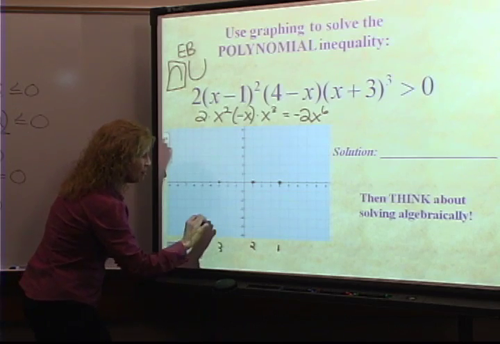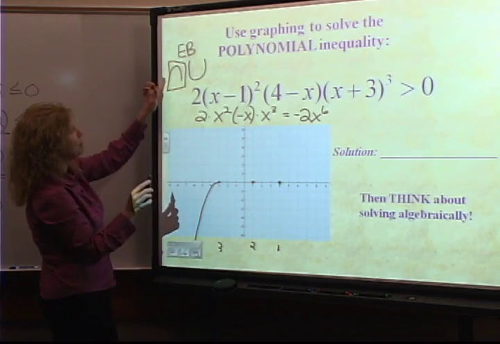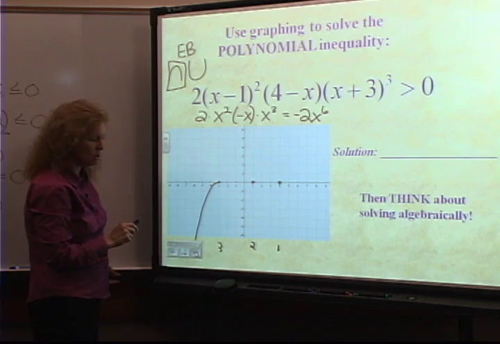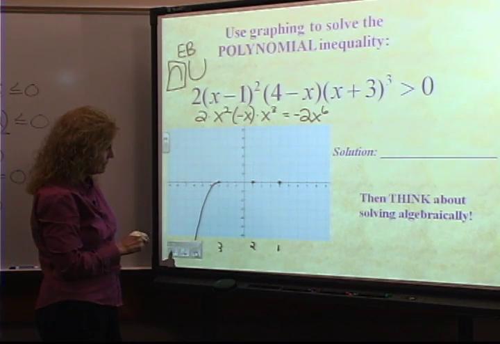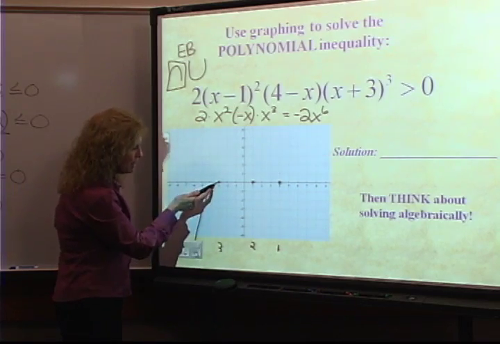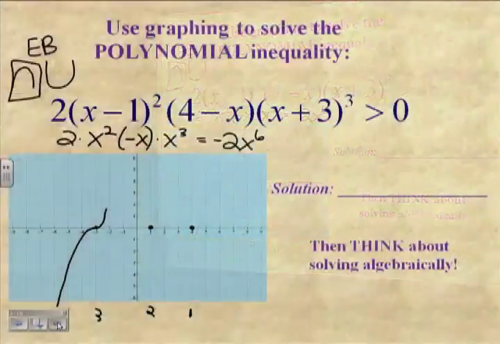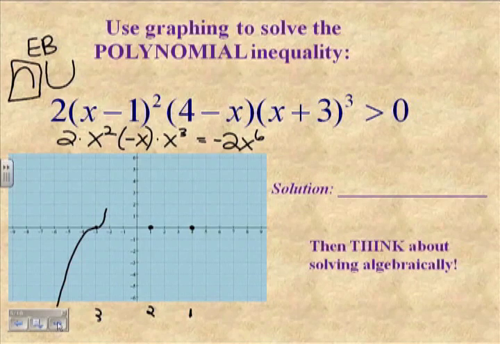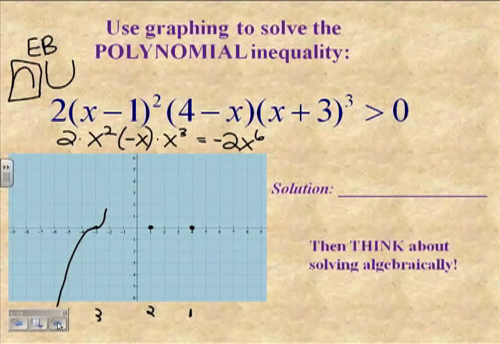So I come from below, hit my first x-intercept. It has a multiplicity of 3, so I just S-curve through. Now at 1, we have a multiplicity of 2, which means I have to bounce it. And at 4, I have a multiplicity of 1. Boom.